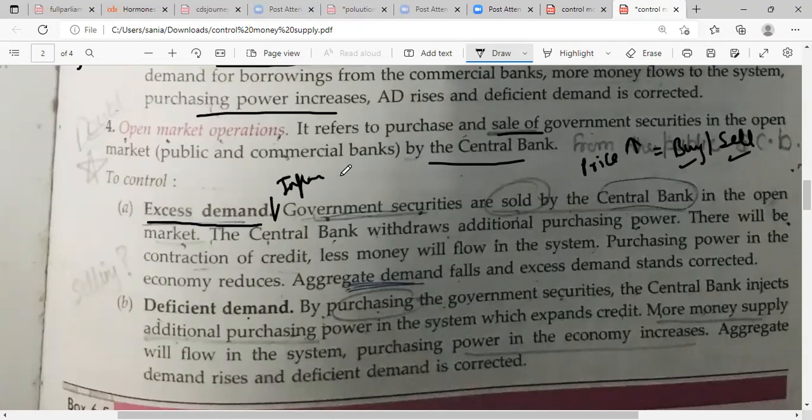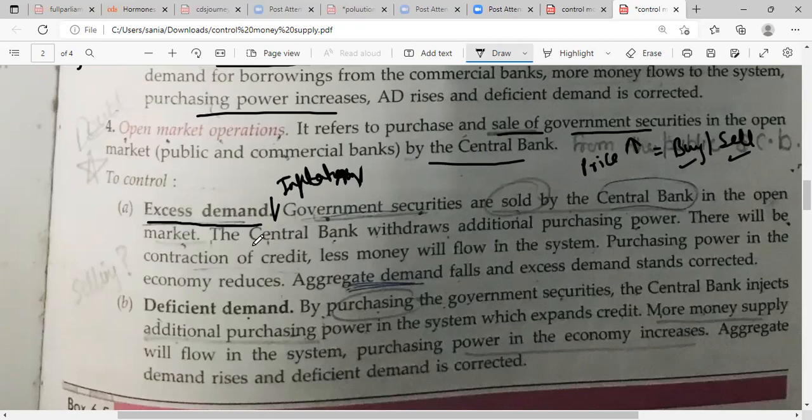So that means prices are, tell me, when there is inflation, it means prices are high or low? High. Yes. So when there is inflation, that means excess demand is there. So prices are high. So what will the central bank do? He will sell. Basically, you are going to either sell the government securities or purchase them. So government securities are sold by the central bank in the open market.